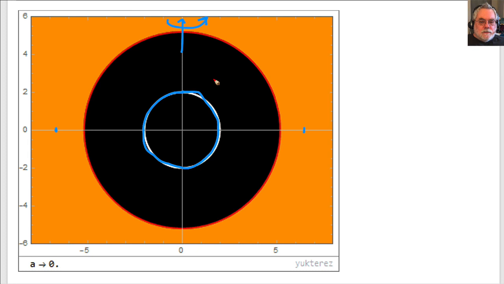The ring of fire is located at 1.5 Schwarzschild radii, so the ring of fire is maybe here. Inside the ring of fire, light spirals into the event horizon.